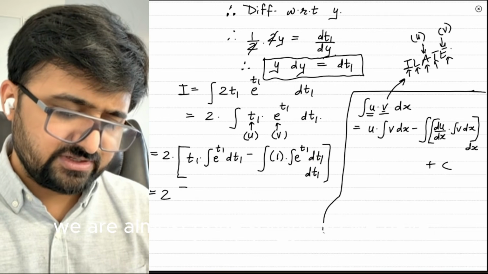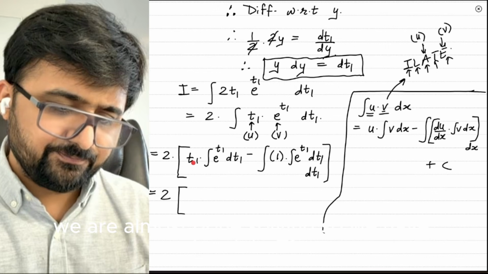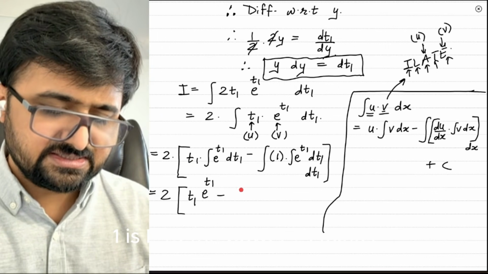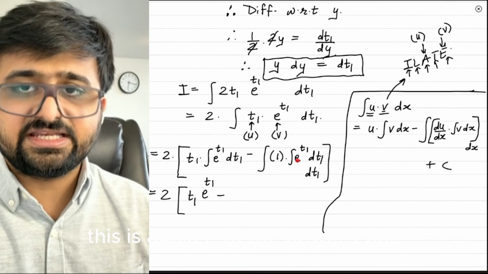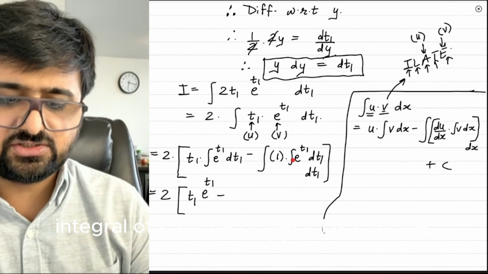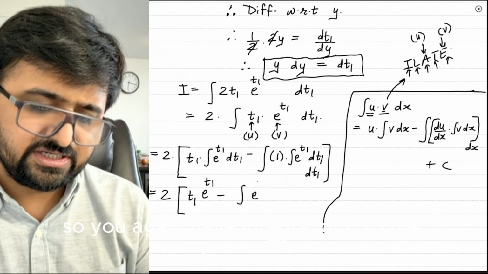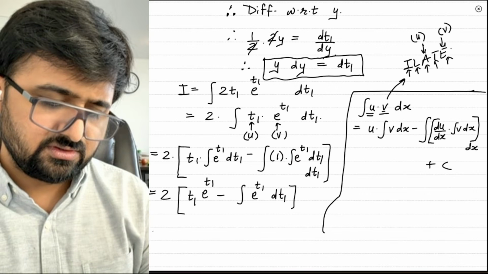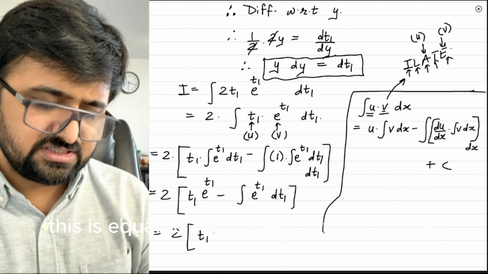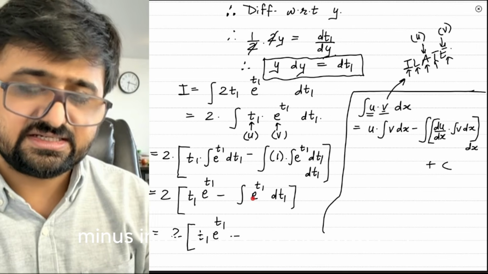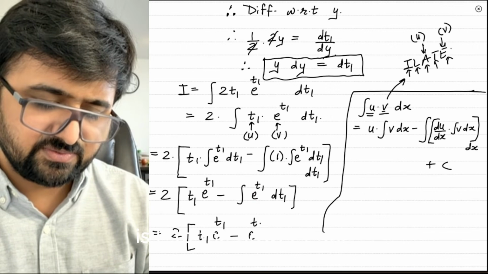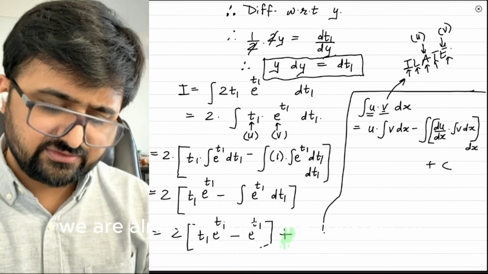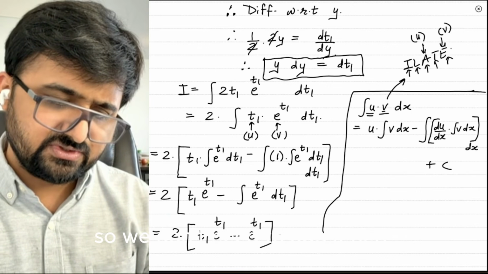We are almost done solving. So we have 2 into t1 times the integral of e to the power t1, which is e to the power t1, minus, again, 1 times, this is again e to the power t1. Integral of e to the power t1 is e to the power t1. So you again have integral of e to the power t1 dt1. This is equal to 2 times t1 into e to the power t1 minus integral of e to the power t1, which is e to the power t1, and plus the constant of integration. We are already adding the constant of integration in the differential equation, so we don't need to add it here.